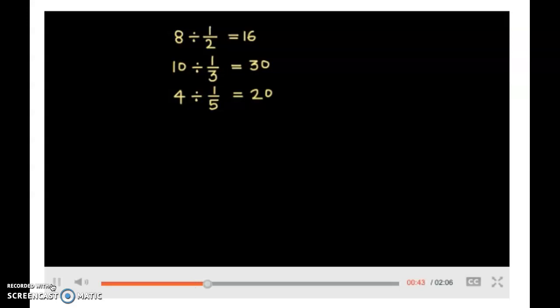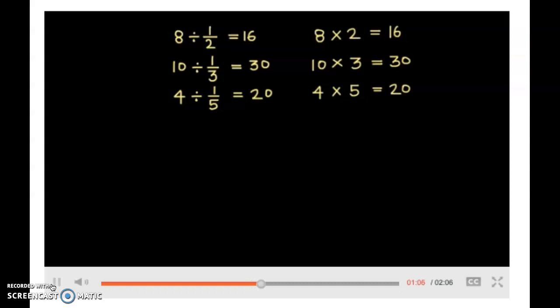Dividing a whole number by a unit fraction is the same as multiplying a whole number by the denominator of the unit fraction. So our problems can be solved like so. 8 times 2 equals 16. 10 times 3 equals 30. 4 times 5 equals 20. These equations show that we can turn equations that have fractions into simple multiplication problems.